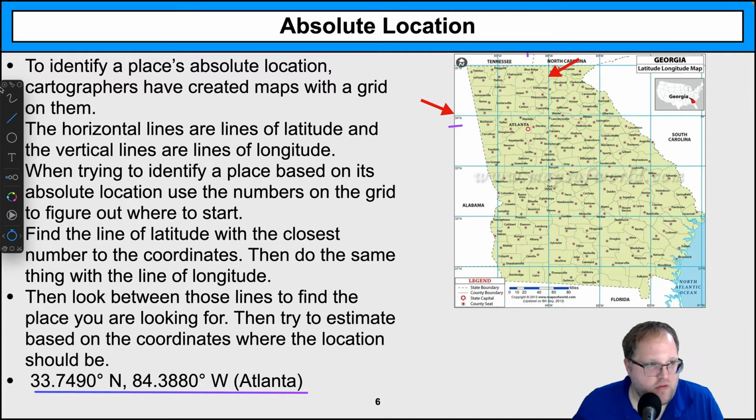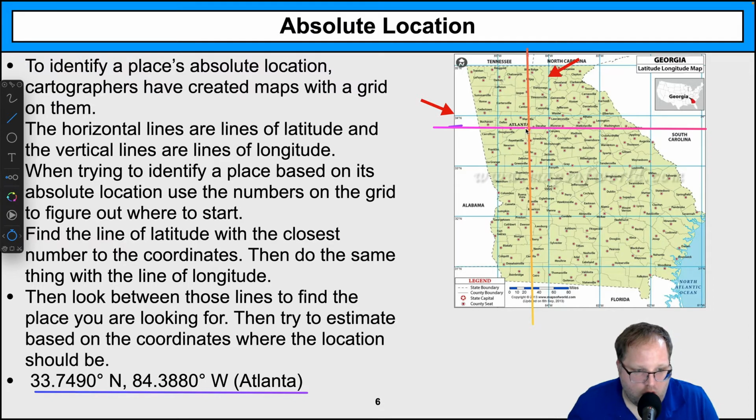Now, if I was going to make these lines longer and as straight as I can, they should intersect about at the city of Atlanta, which they do. So when you are using the lines on a map to try to find a place using its absolute location, make sure that you are moving the correct direction based on the numbers on the grid.